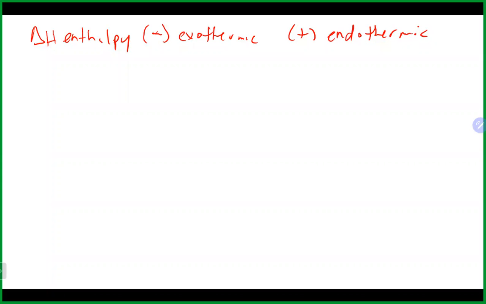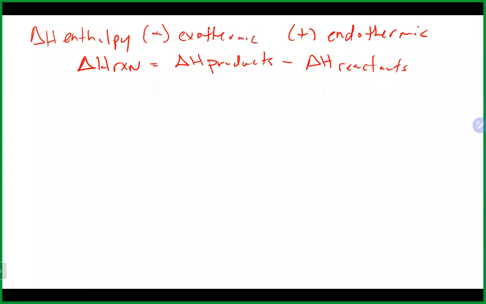And one way that we can calculate delta H is to go final minus initial, which is our products minus our reactants. So we could calculate the delta H for the reaction by taking the delta H of all of our products and subtracting from it the delta H of all of our reactants. And remember that this is typically table values where you would go look these up.